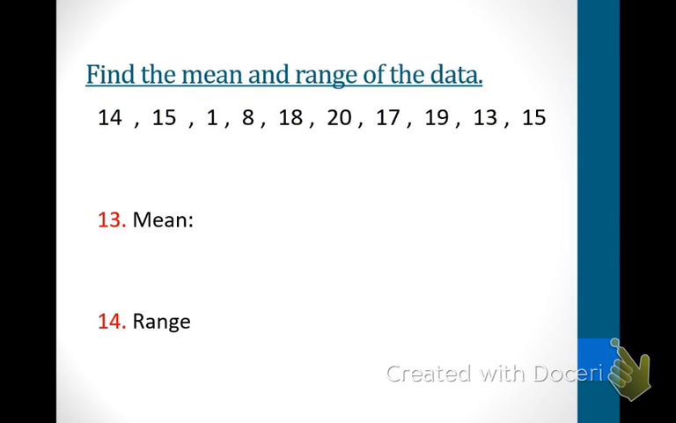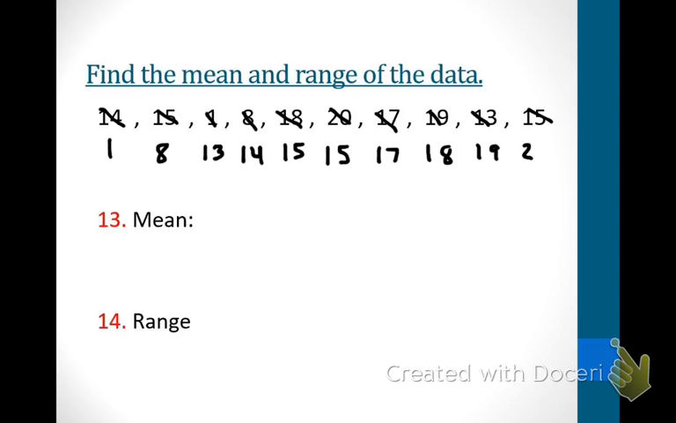This one is asking us to find the mean and the range of the data. When I have a data set, what do I do before I do anything else? Put them in order from least to greatest. What's the tiniest one? 1. Keep going. 8, 13, 14, 15, 17. Okay, make sure you got both the 15s. There were 2 15s in there, so make sure you get them both. What comes after the second 15? 17, 18, 19, 20. Excellent.